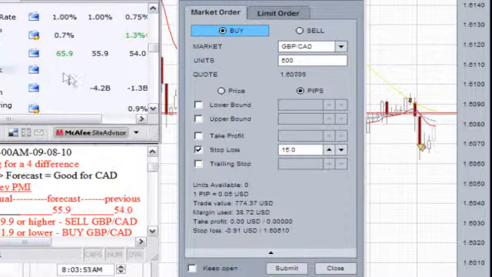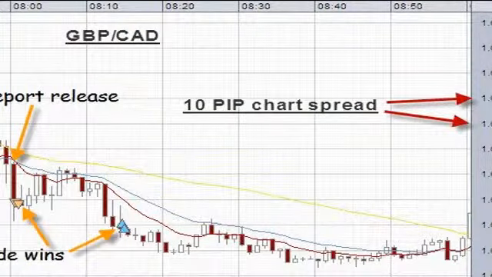So here is a chart showing those trade exits. This is the chart for the currency pair British pound versus the Canadian dollar. My first buy trade was entered right at about 36 seconds into the news release. Then the second buy trade was entered about 59 seconds into the news release.